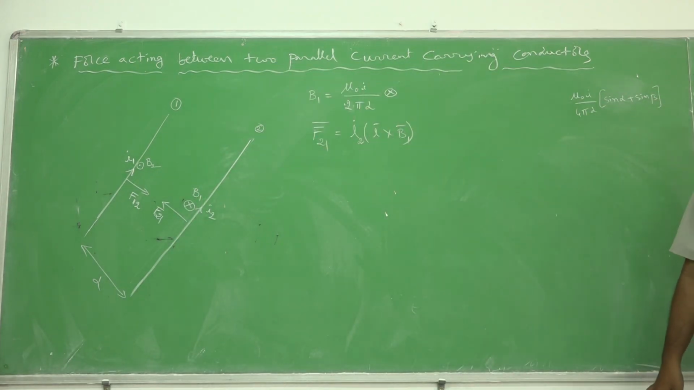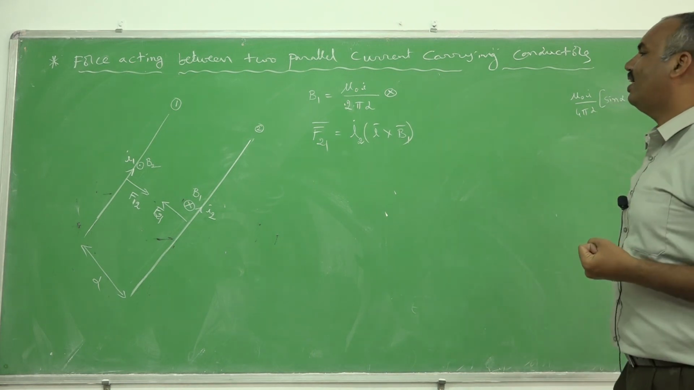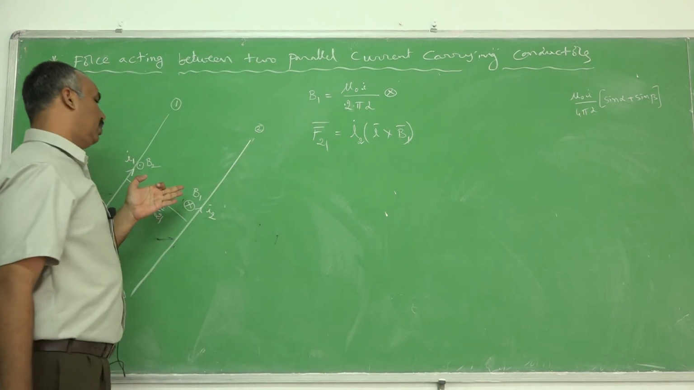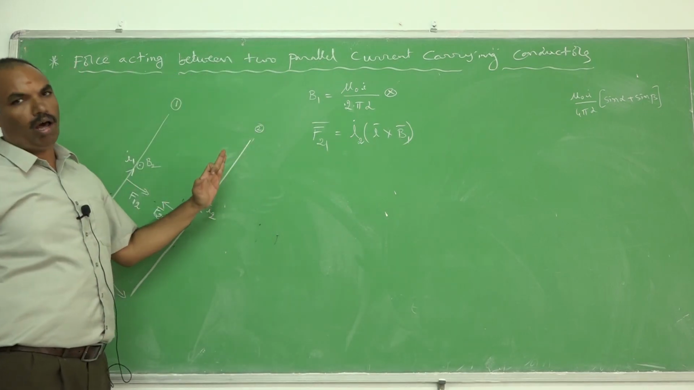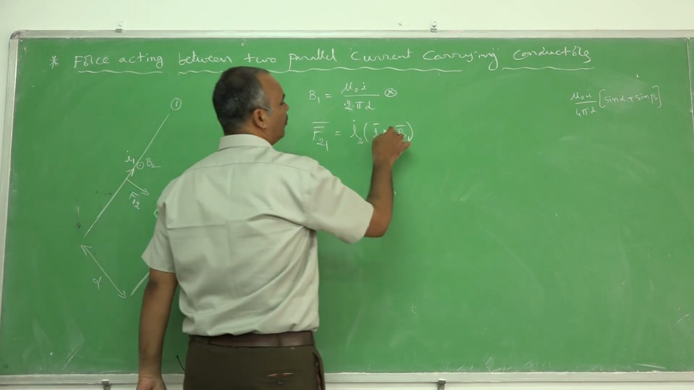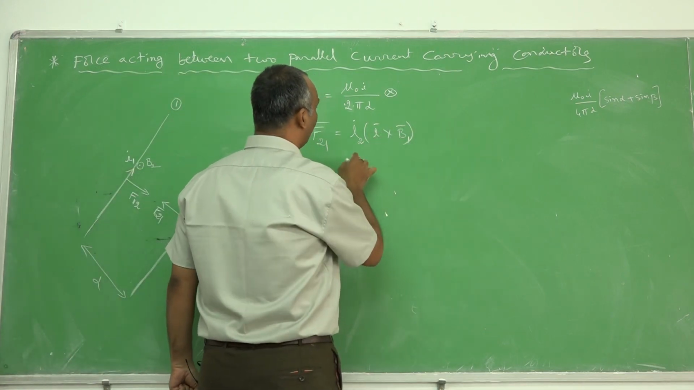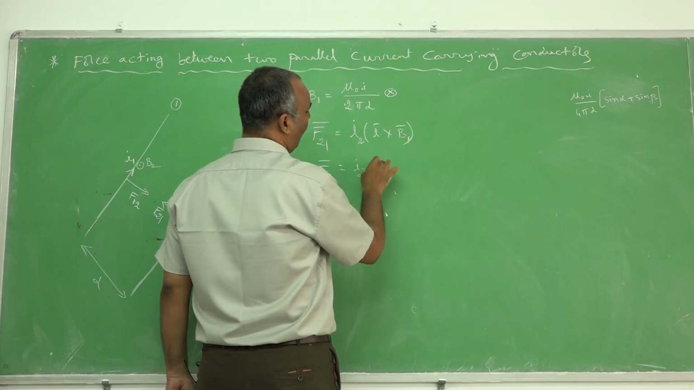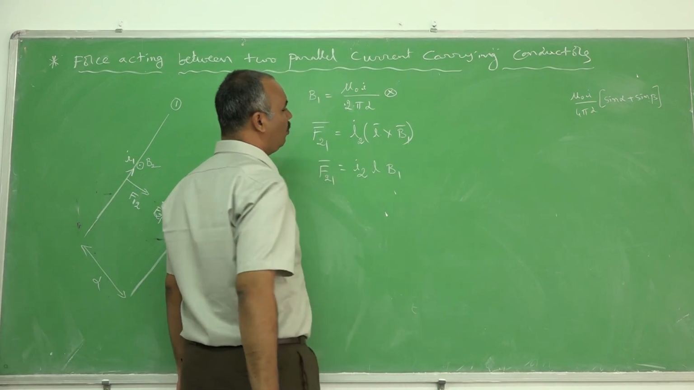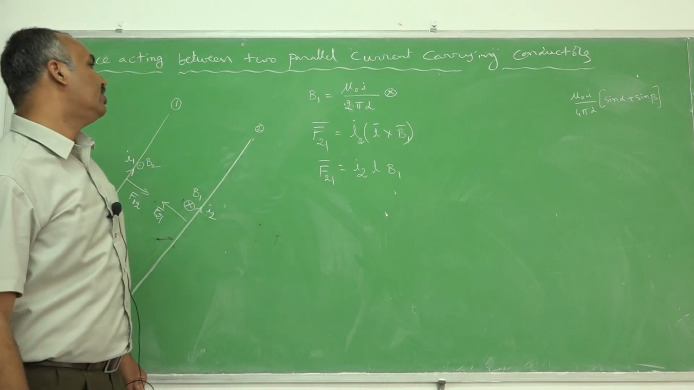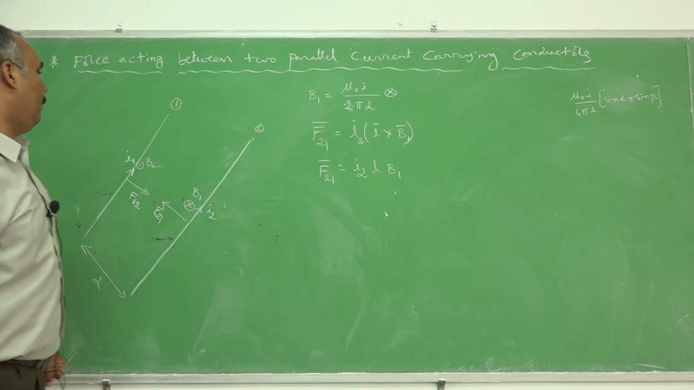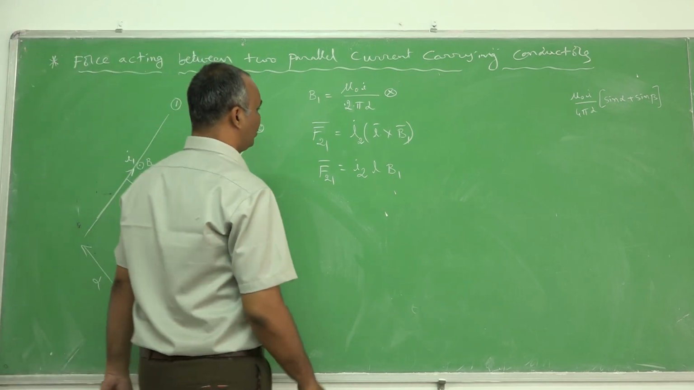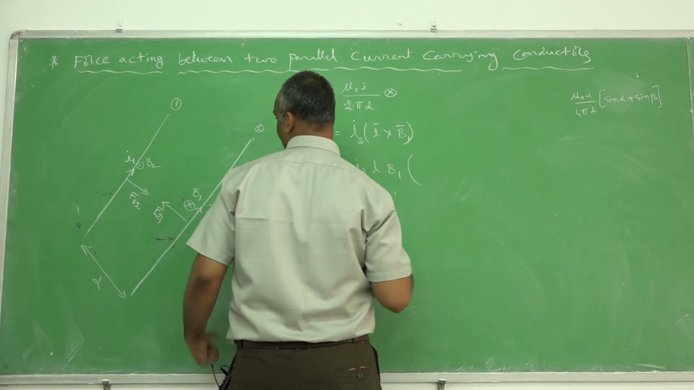So F21 is I2 L B1 sin theta. Theta is the angle between length and magnetic field. Magnetic field is into the paper. Length of the conductor is on paper. They are perpendicular to each other. Here the angle is 90, sin 90 is 1. So F21 becomes I2 L B1. What is the direction of this F21? Towards left.